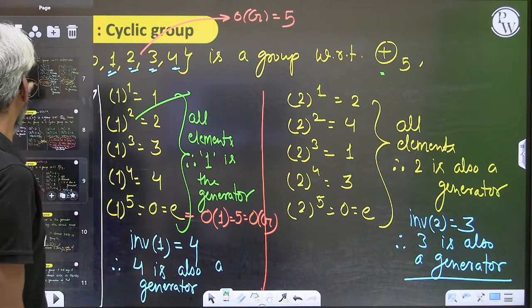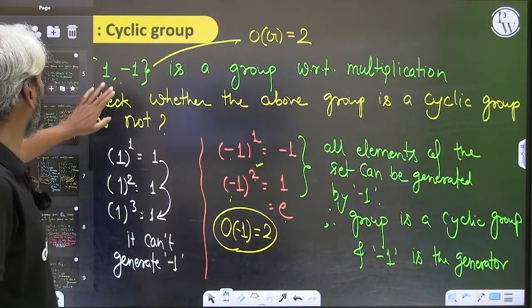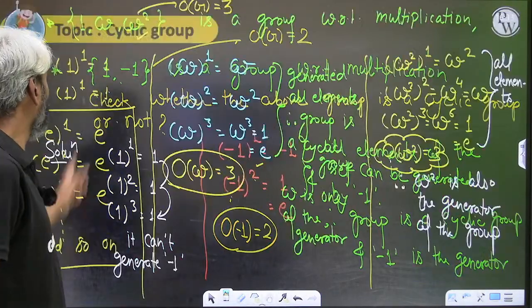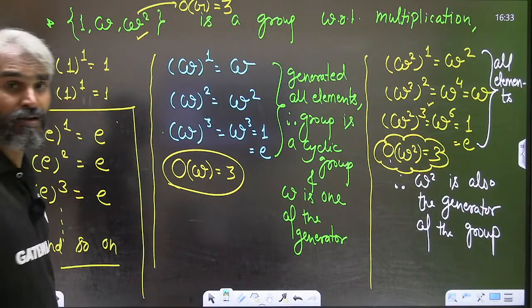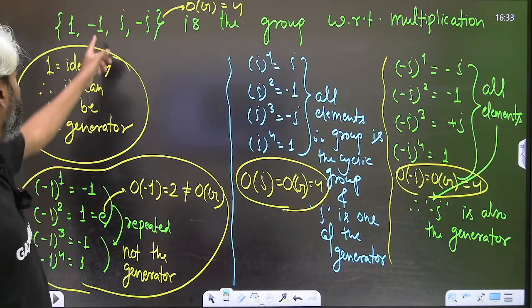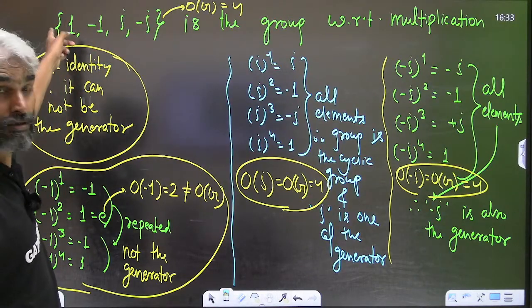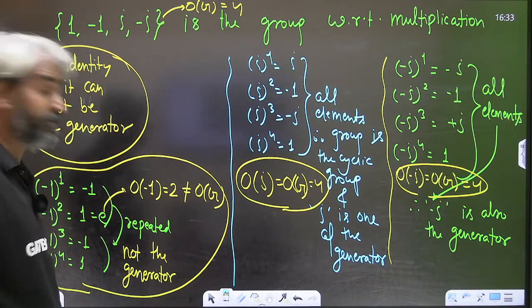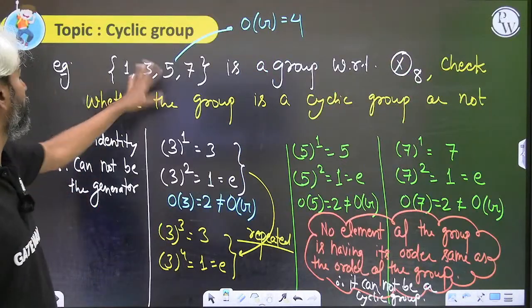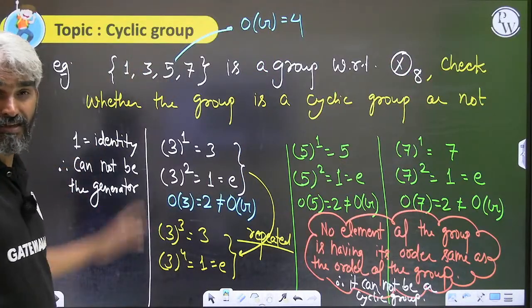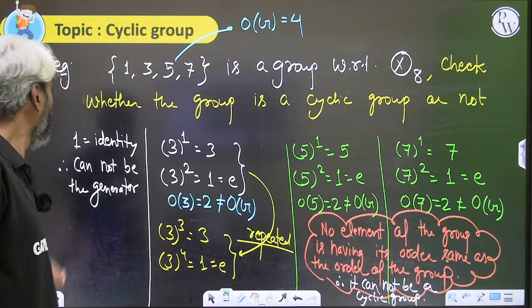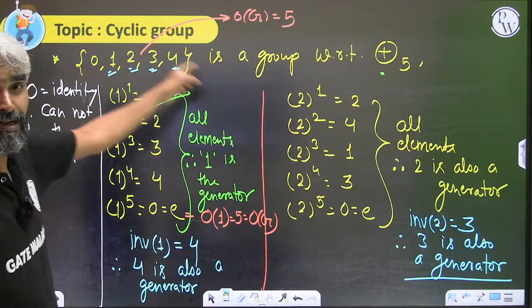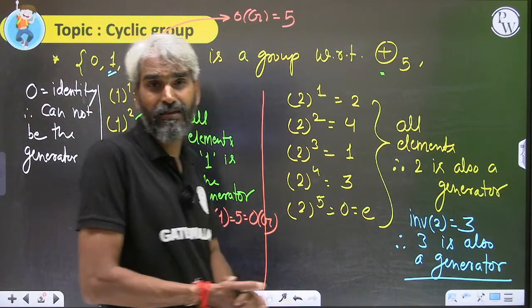Let's go quickly and check. Sir, in this particular case, the only generator is -1. In this particular case, the generators are omega and omega square. In this particular case, -1 is not the generator, 1 is not the generator, but iota and minus iota are the generators. In this specific case, none of the elements is a generator, therefore the group is not a cyclic group. In this particular case, except the identity element, all other elements are generators of the cyclic group.